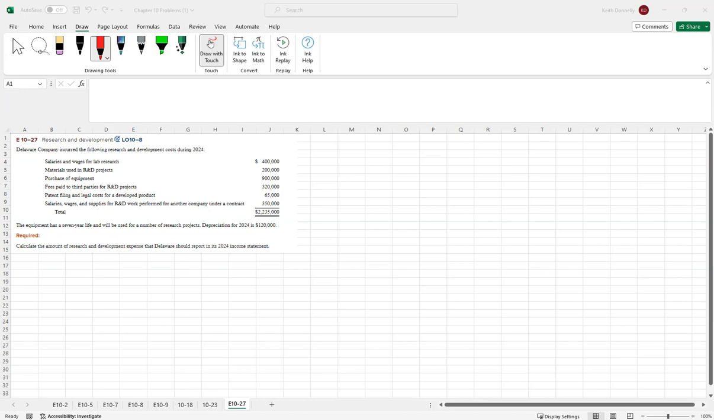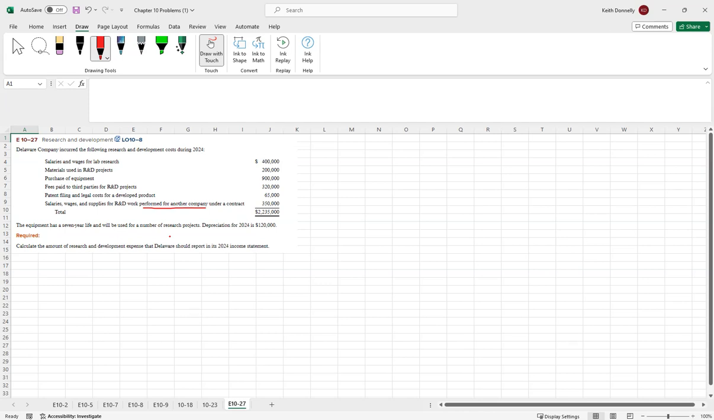All right, one last problem here. So we have Delaware Company. They incurred the following R&D costs during 2024: salaries for wages and lab expenses, materials, purchase of equipment, fees paid to third parties for R&D projects, patent filing and legal costs for a developed product, and then salary, wages, and supplies for R&D work performed for another company. So that one's going to be a little bit tricky there at the end.